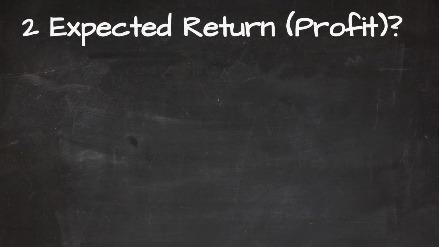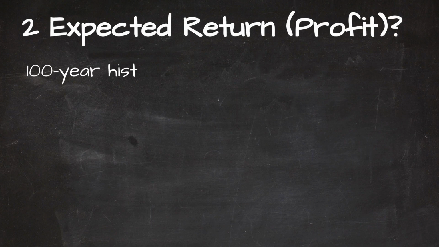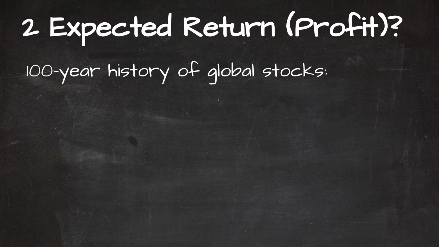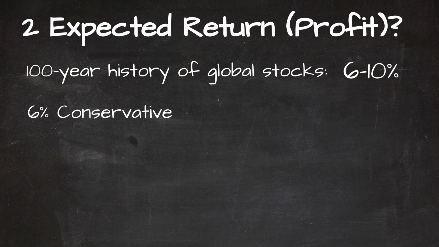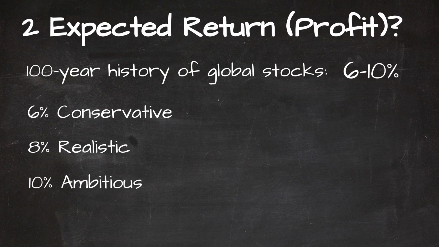So what is the expected return of investing in the stock market? If you look at the 100-year history of global stocks, the average return is between 6 and 10%. If you calculate your financial goals and you want to invest in the stock market, you could use 6% as a conservative measure or 8%, which is also realistic, but you can also use 10%, but that's quite ambitious.